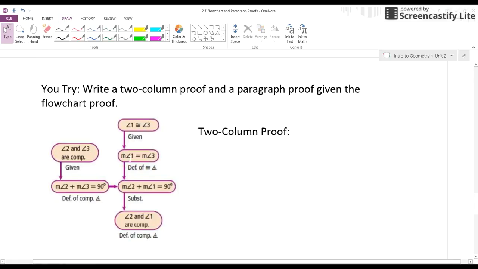So you wouldn't write the measure of angle 1 is equal to the measure of angle 3 as statement 1 because you need to know that angle 1 is congruent to angle 3 first. So just be careful with that flow, right? We can't say the measure of angle 2 plus the measure of angle 1 equals 90 degrees until you've got both the measure of angle 1 equals the measure of angle 3 and the measure of angle 2 plus the measure of angle 3 equals 90 above that.